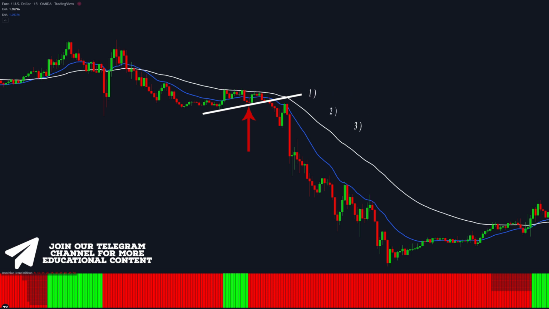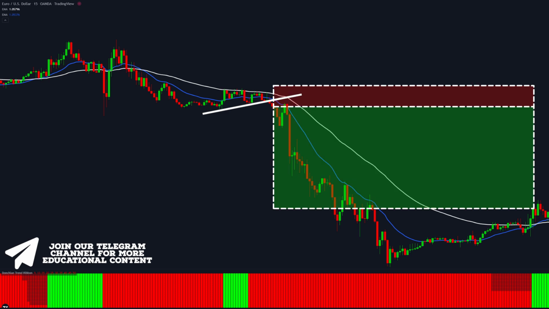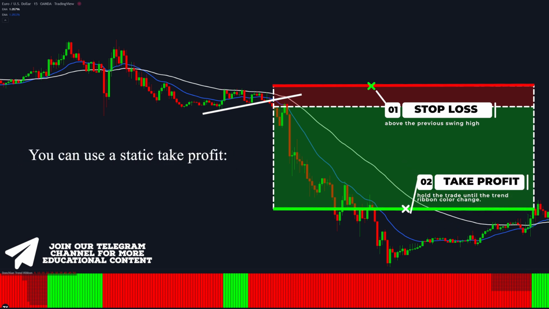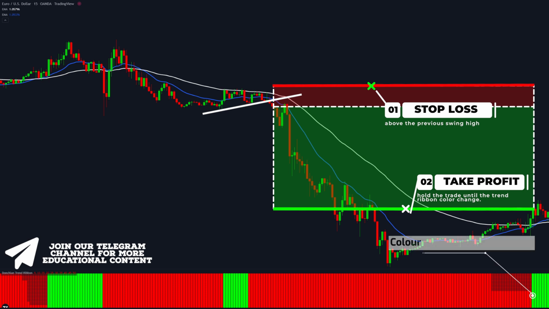When it comes to risk management, we recommend you place the stop loss above the previous swing high and hold the trade until the trend ribbon color change. Or you can use a static take profit and, for example, target 2 for 1 risk to reward or apply a trailing stop loss technique. In this video, we use the first option and hold the trade until the trend ribbon color change. With that, the trend ribbon bar turns to green right here, meaning that we should close our position. And as you can see, we get a perfect 3-to-1 risk to reward trade.